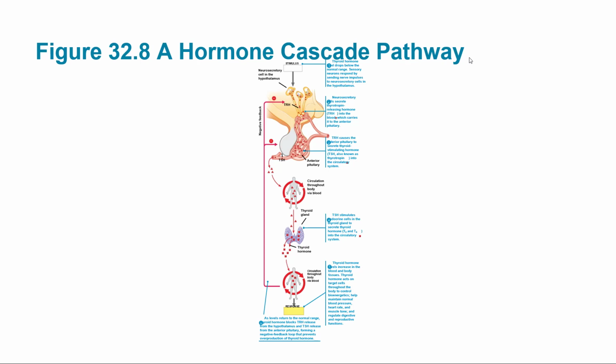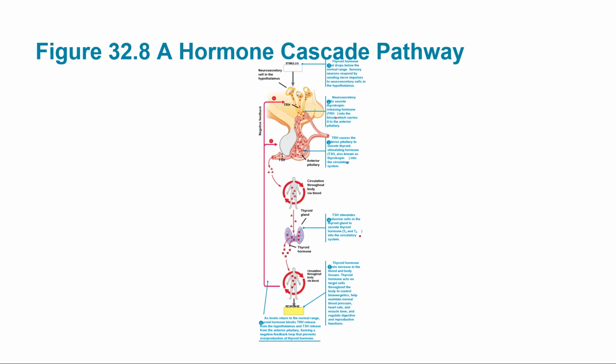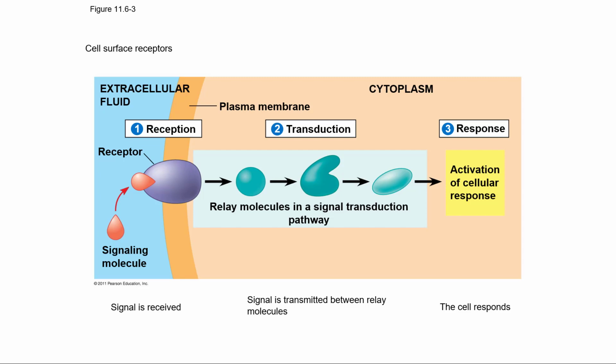But I want you to know the difference between a simple signal and one of these that's more of a tropic hormone signal. So a simple signal is the hormone's released, it docks to target cells, causes a response, whereas a cascade is when one hormone stimulates the release of other hormones in other parts of the body, leading to a response. Okay, and then what happens next is what you may have learned about in Bio 1.